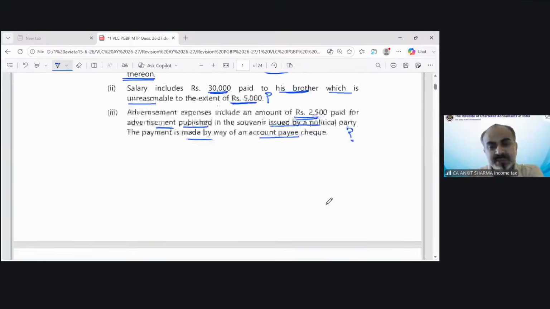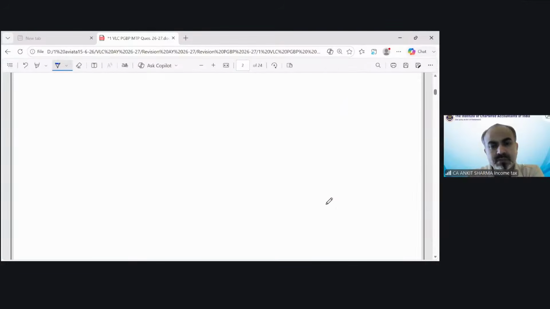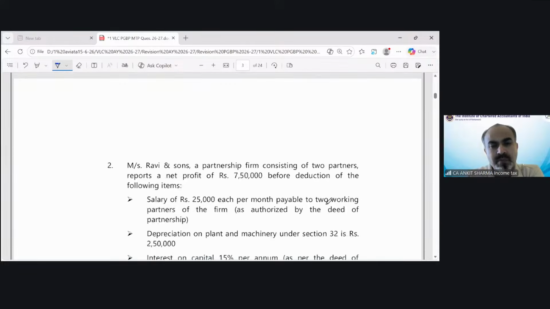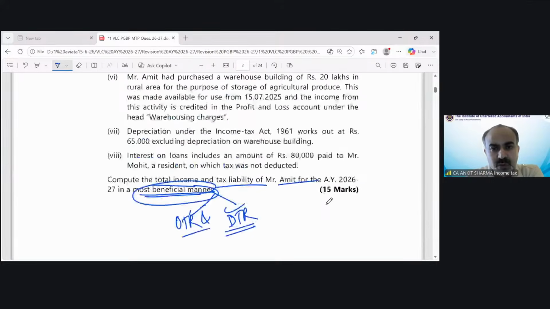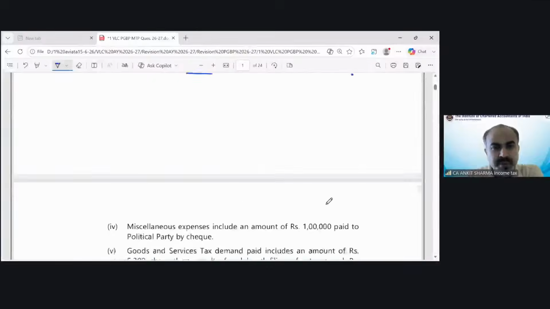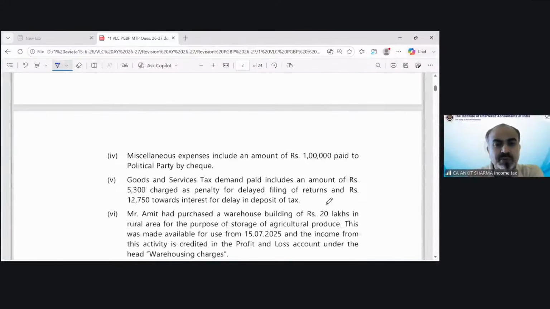Next is point number 4. Miscellaneous expenses include an amount of rupees 1 lakh paid to a political party by cheque. Again, any payment to a political party is disallowed. So this is also going to be disallowed. The full 1 lakh is disallowed.